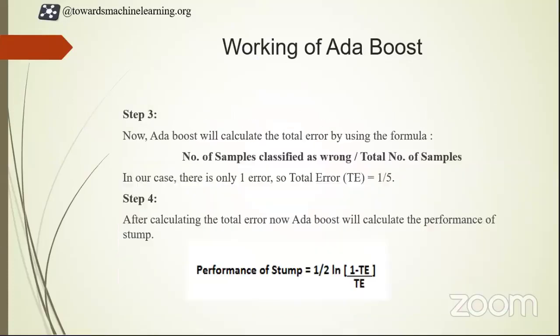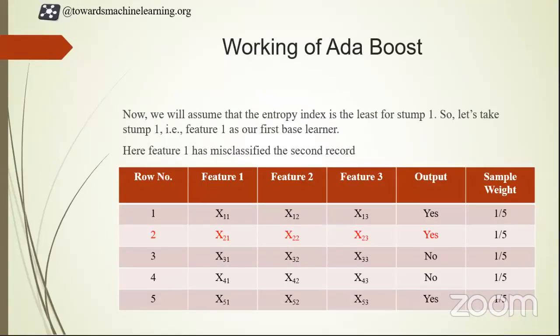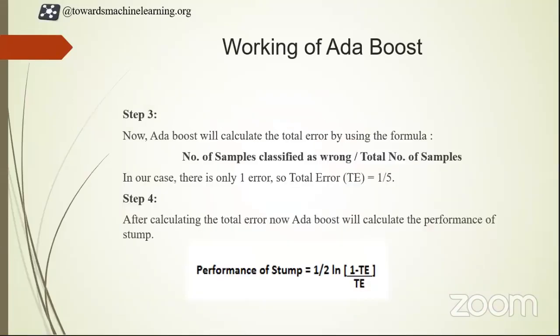So now, in the next step, we will be calculating the total error. The formula for total error is the number of samples classified as wrong upon the total number of samples. As you can see in this table, we have 5 records, and out of 5 records, row number 2 is classified incorrectly. So our total error will become 1 by 5 in our case.